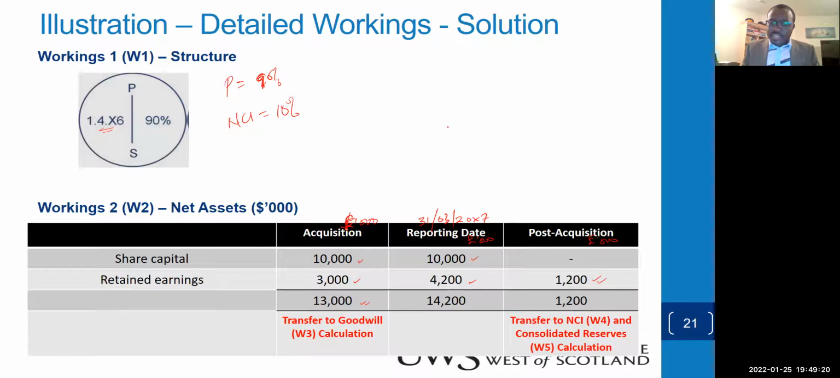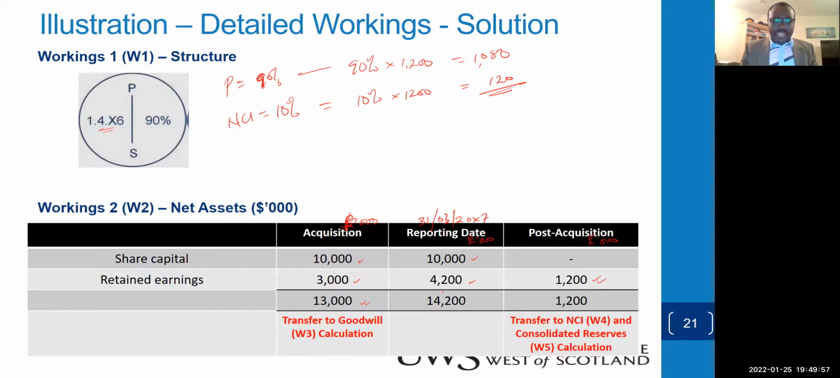Of the 1,200, we will take 90% for the parent. 0.9 times 1,200 gives us 1,080. The NCI will take 10% of this, which gives us 120. So that's it for this particular element. We'll transfer them to the appropriate sections. Easy to get this one.